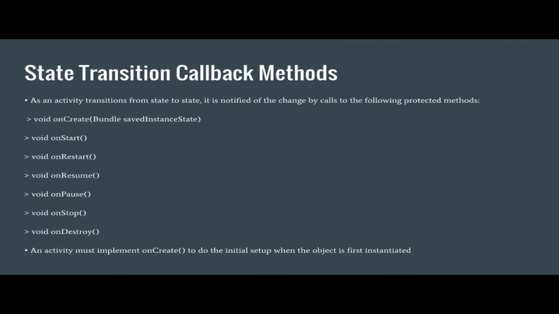State transition callback methods. As an activity transitions from one state to another, it is notified of the changes by calls to the following protected methods: onCreate, onStart, onRestart, onResume, onPause, onStop, onDestroy. An activity must implement the onCreate method to do the initial setups when the object is first instantiated.